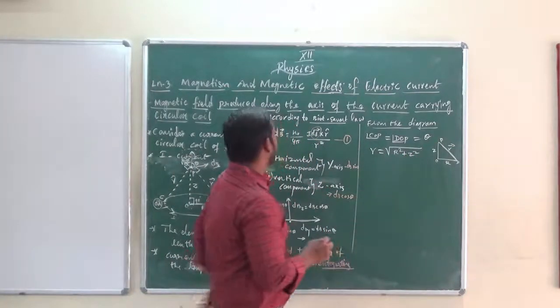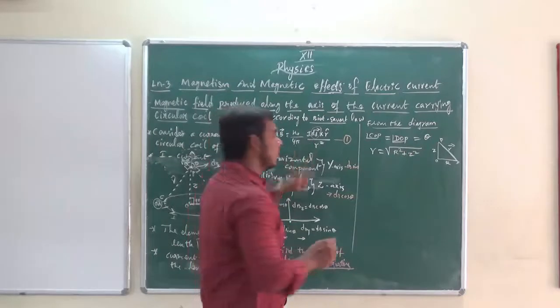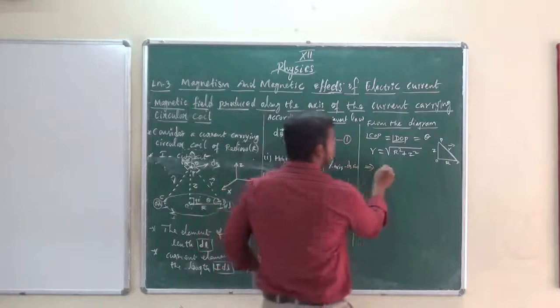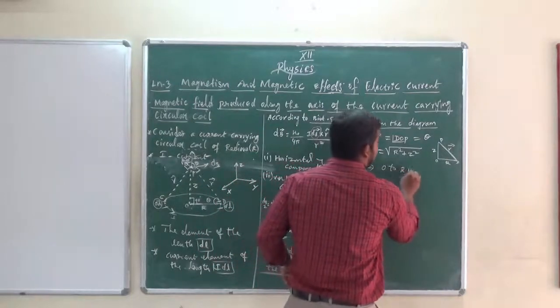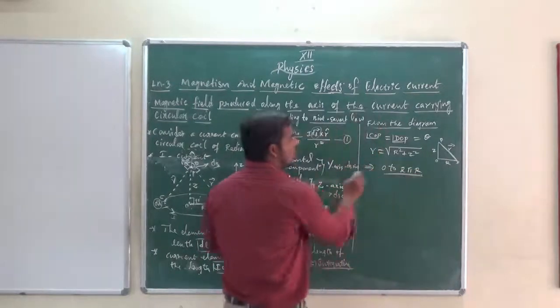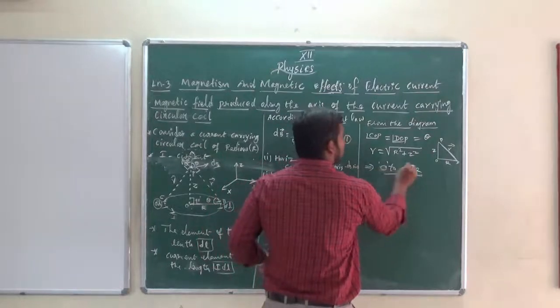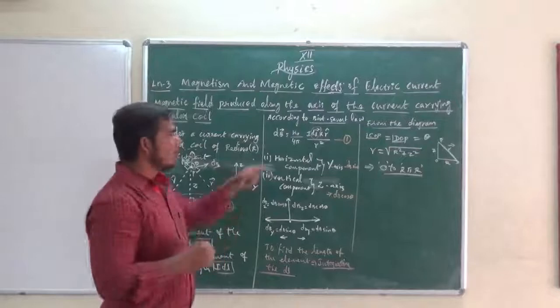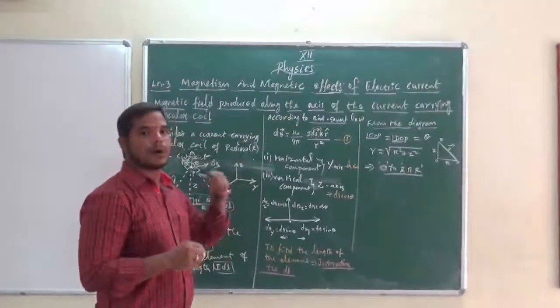Next, how to find the dl? To find dl, we have to integrate that. So 0 to 2 pi R. What is here? 0 to 2 pi R, the circumference of the circle, 2 pi R. So we have to use that. I will explain why we want to use it.